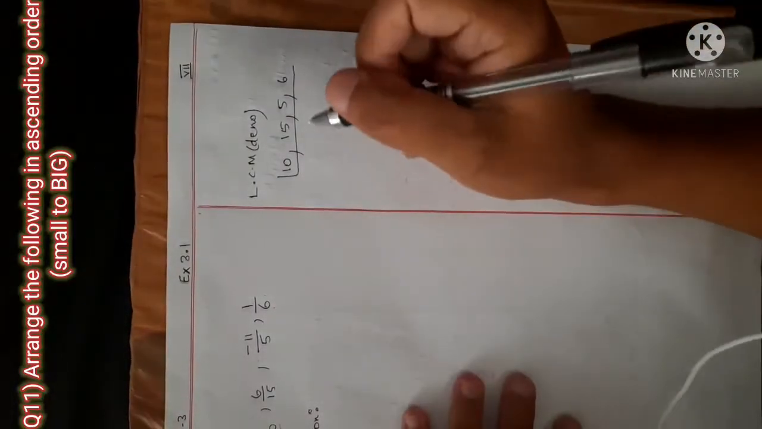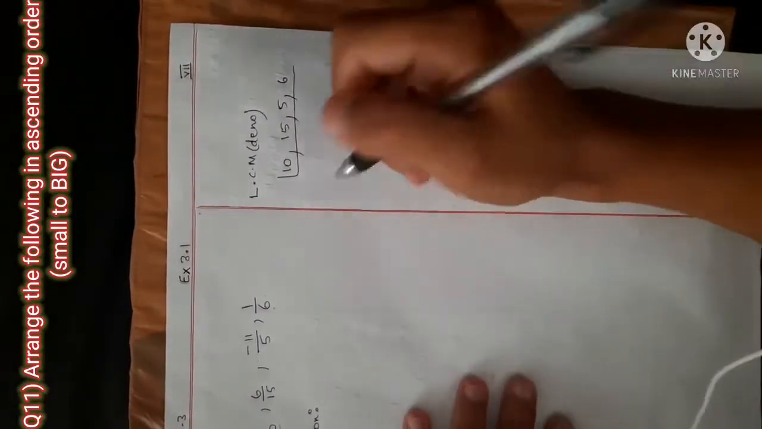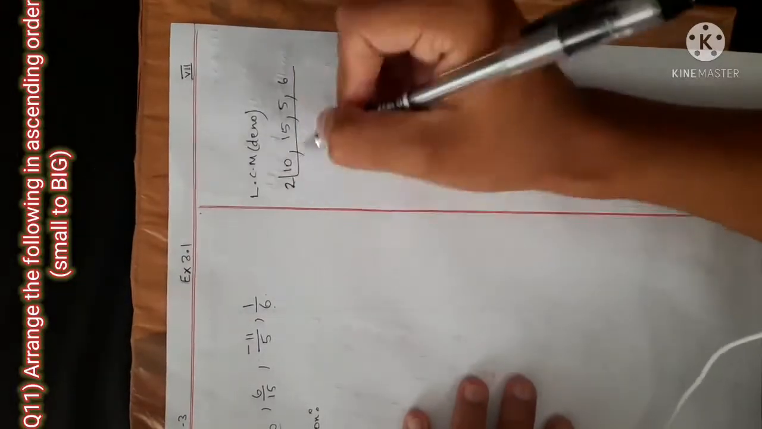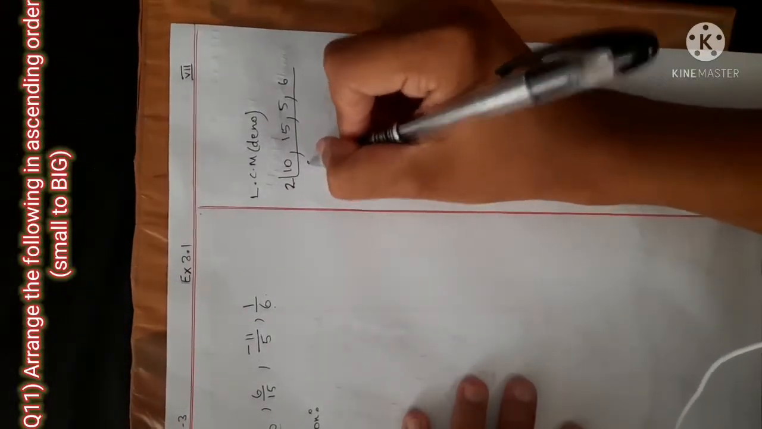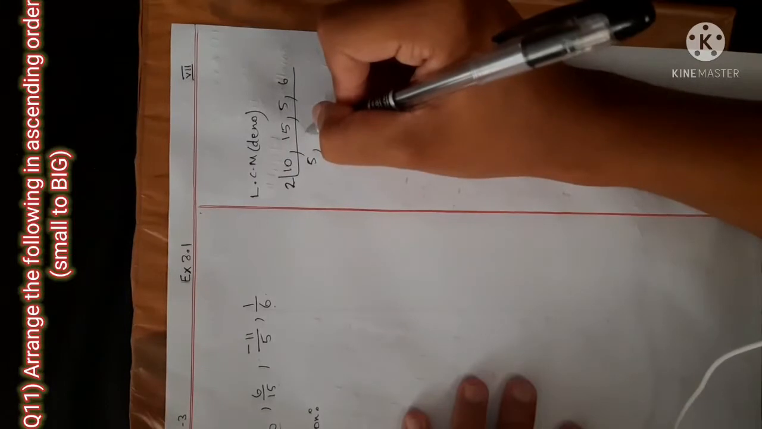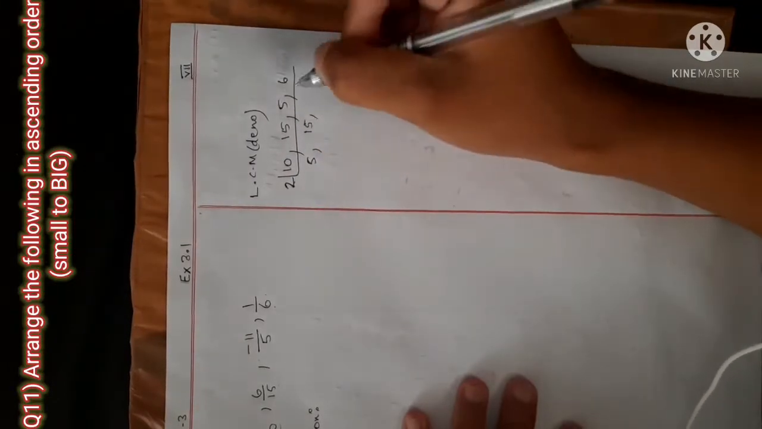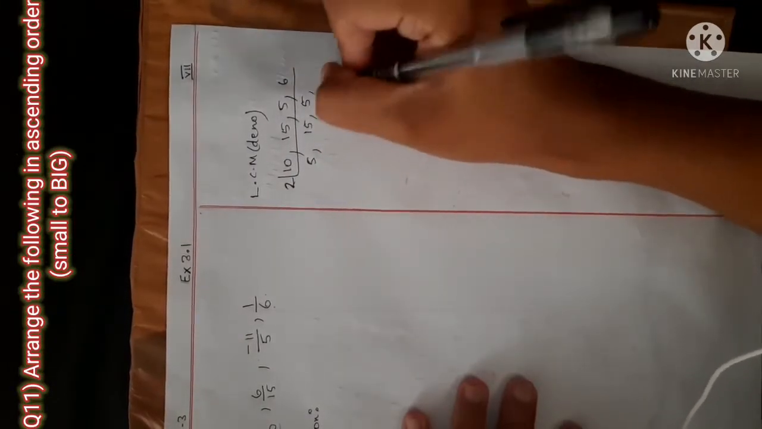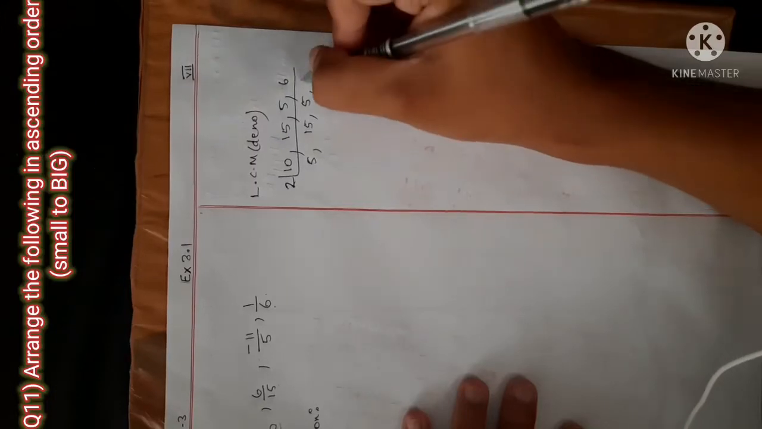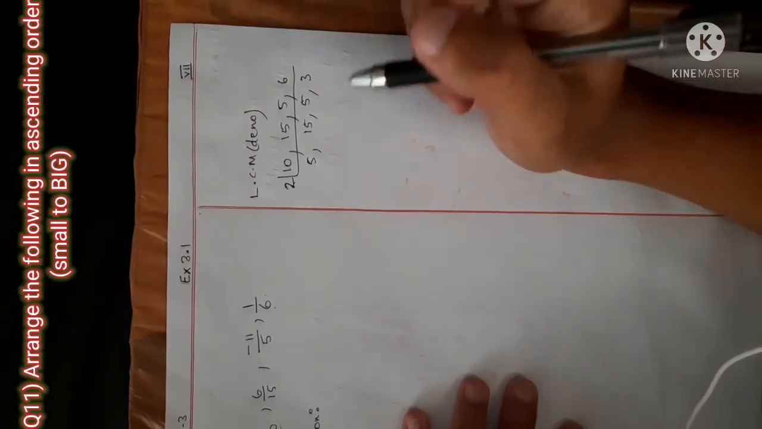So again, let us go first by 2, by the smallest always. 2 into 5 equal 10. 2 into how much equal 15? There is no number, so we just write 15. 2 into how much equal 5? There is no number, so we just write 5. 2 into how much equal 6? 2 into 3, so we write 3.